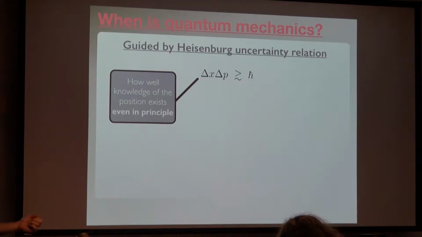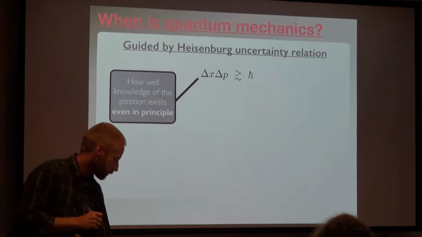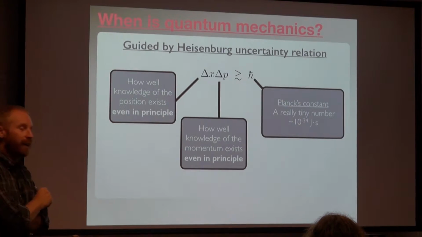So you might have a situation where you know with high precision where something is, where its position is highly knowable. That means its momentum is highly unknowable. It doesn't even in principle exist. And the product of these two in principle existness is the Heisenberg Planck's constant. All right? Now, it's really small.